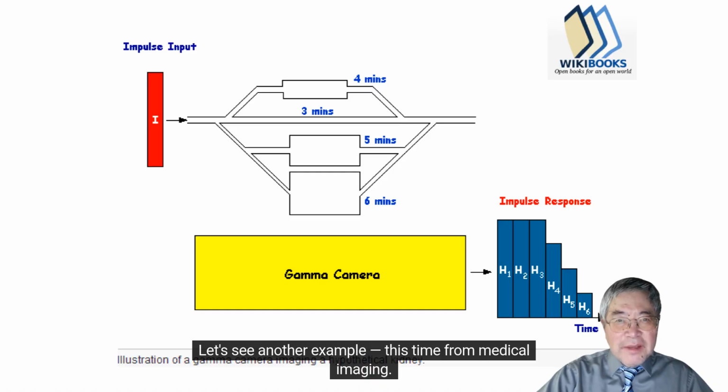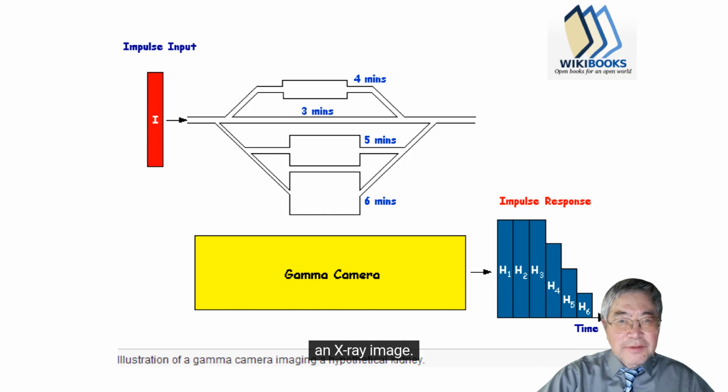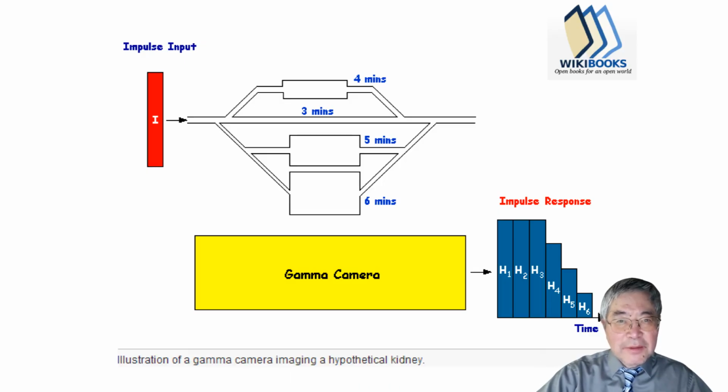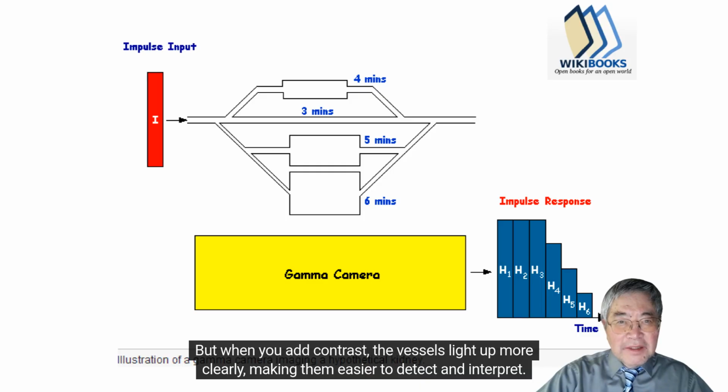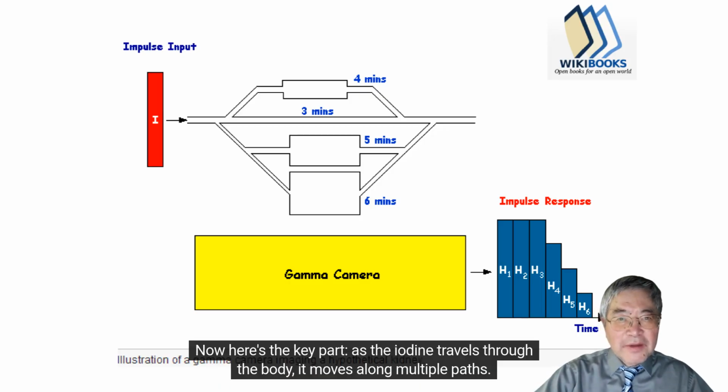Let's see another example, this time from medical imaging. Imagine you're injecting a contrast agent like iodine into the bloodstream to highlight blood vessels in an X-ray image. Without contrast, the blood vessels and surrounding tissue can look very similar. But when you add contrast, the vessels light up more clearly, making them easier to detect and interpret. Now here's the key part.